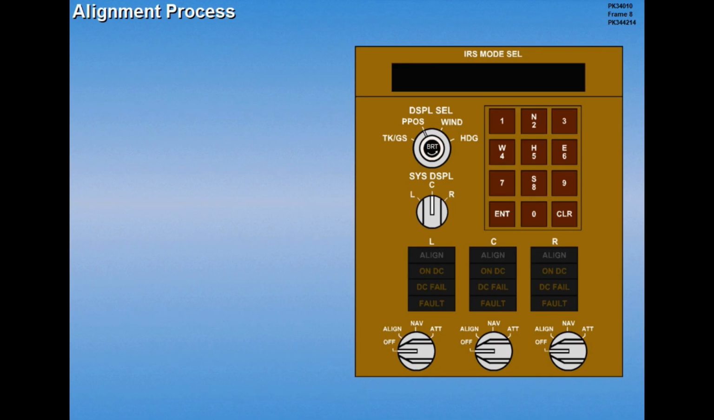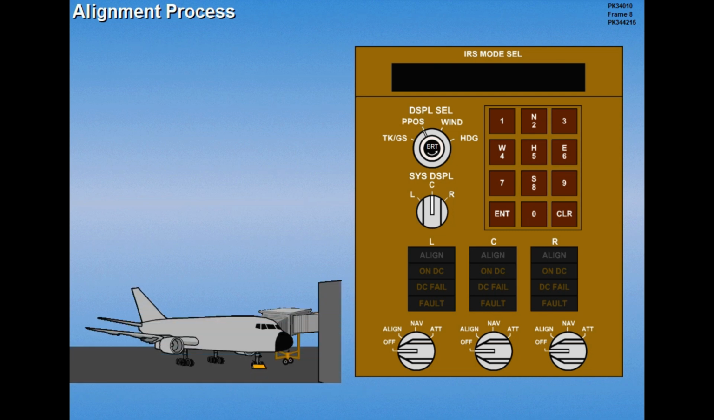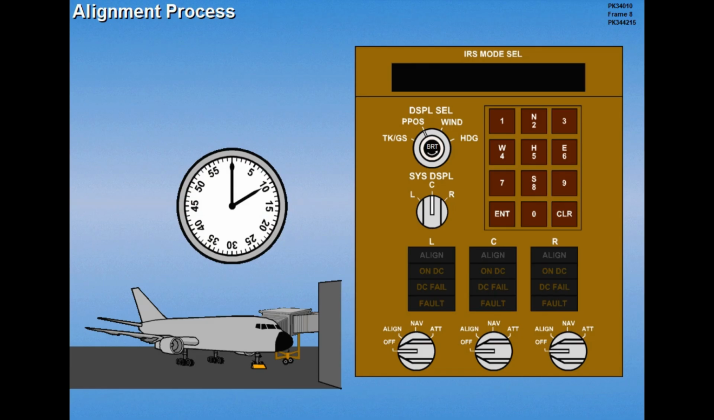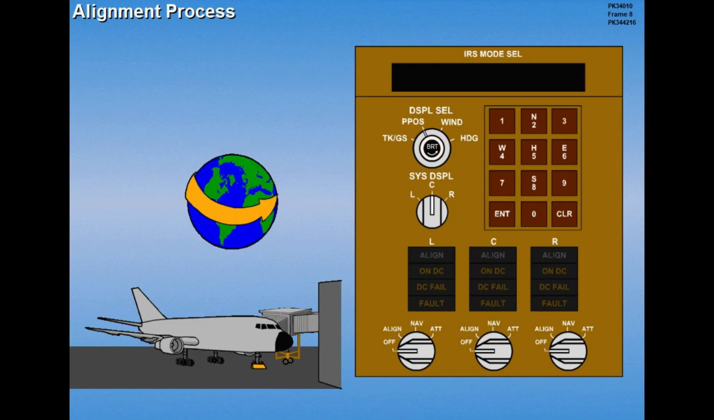The IRS must be aligned prior to takeoff. For the alignment process to take place, the aircraft must be on the ground and parked for 10 minutes. During this time, the IRS senses gravity and the Earth's rotation to determine aircraft attitude and heading. During alignment, present position must be entered by the crew to complete the process.